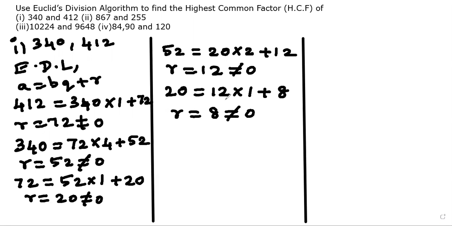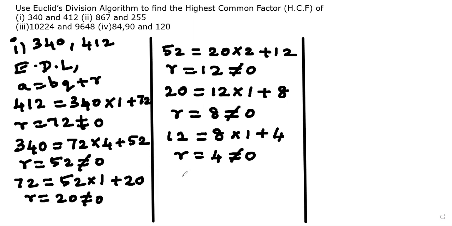So leave 20, take 12 and 8. Which is the highest one? 12 is the highest one. So put the 12 outside in the place of A. So your B is now 8. 8 ones are 8 plus 4 gives you 12. Now what is the remainder? 4 is the remainder. Is it equal to 0? No, it is not equal to 0.